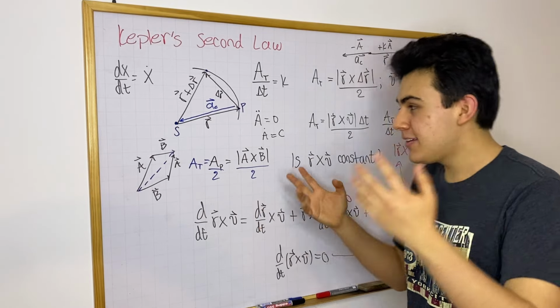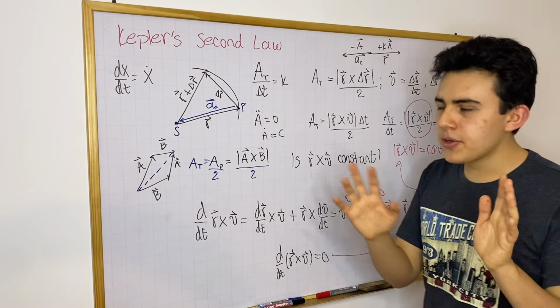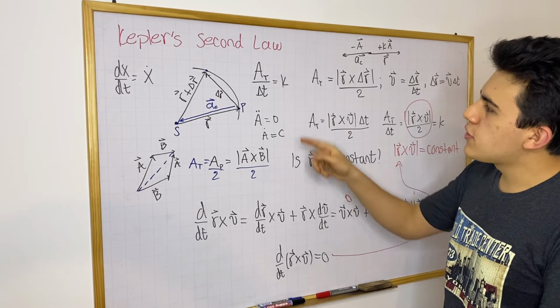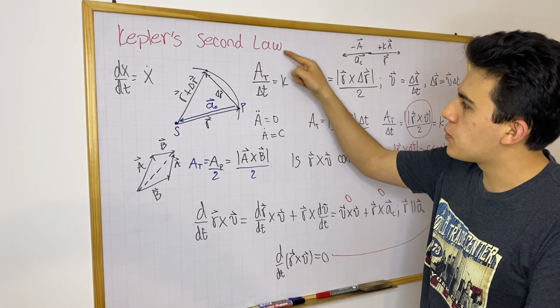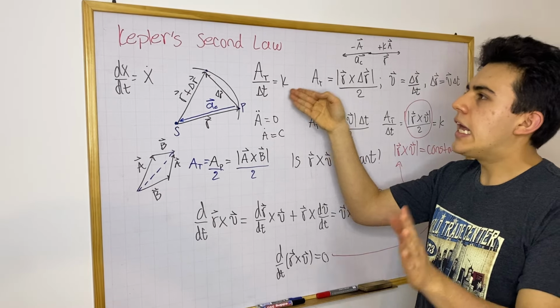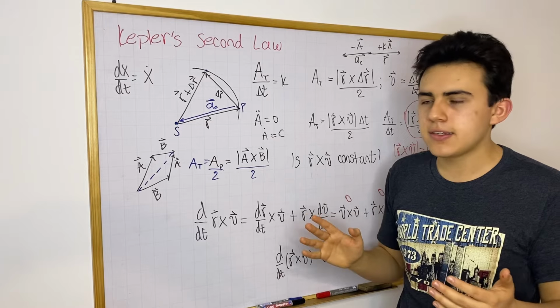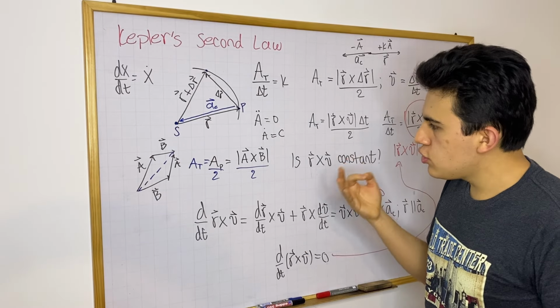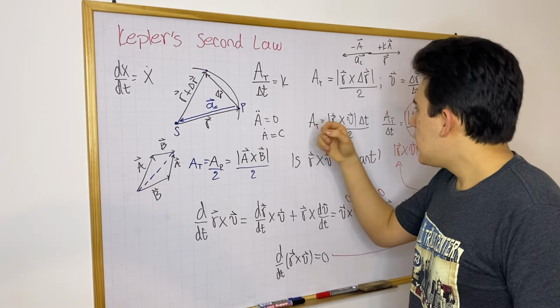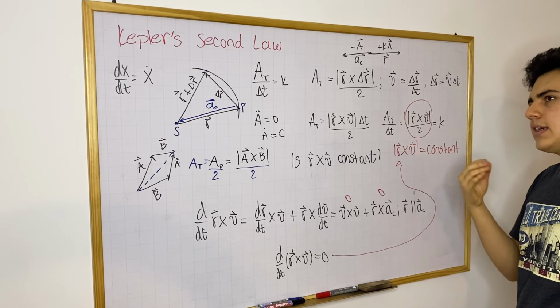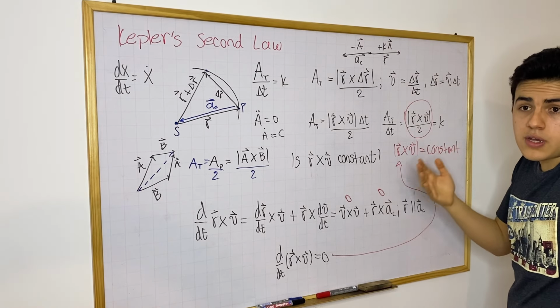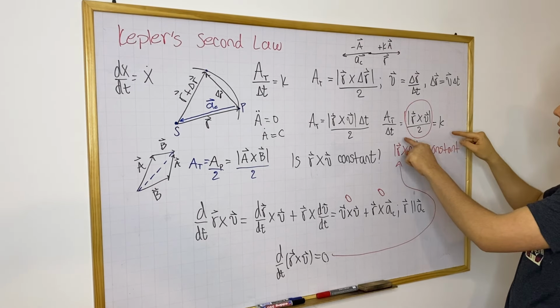So he says that, so here's my reasoning. I'm going to tell you what I think. Kepler's second law can be stated using this equation, okay? This equation is what Kepler's second law says. Now, we just showed that this equation is the exact same idea, just written using different symbols, as this, okay?